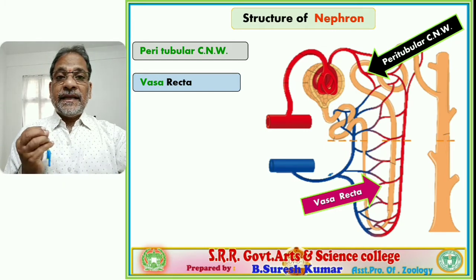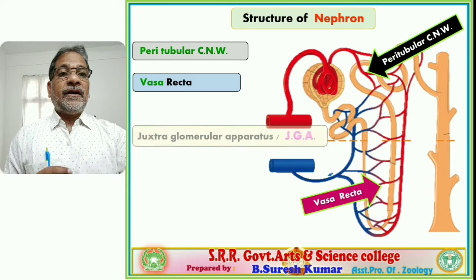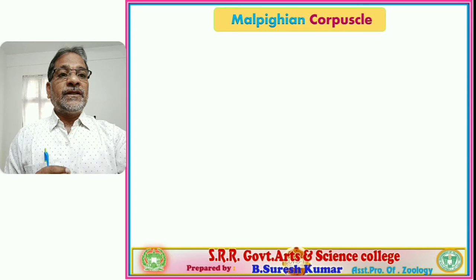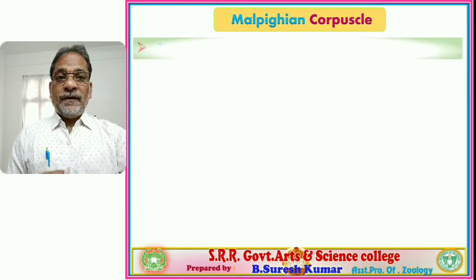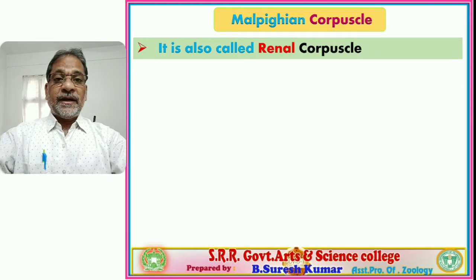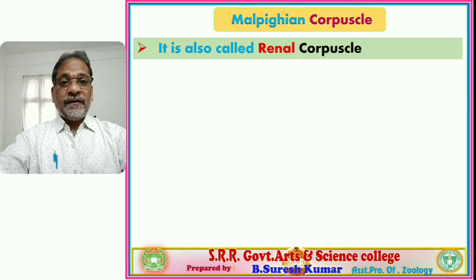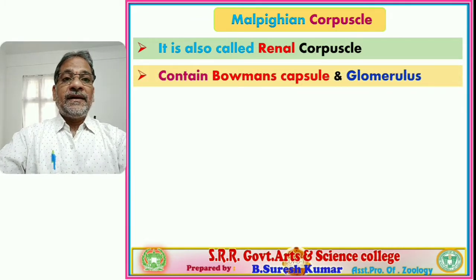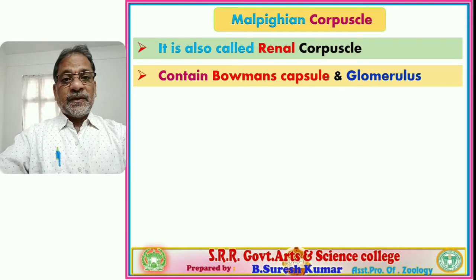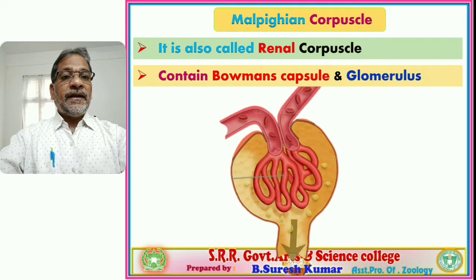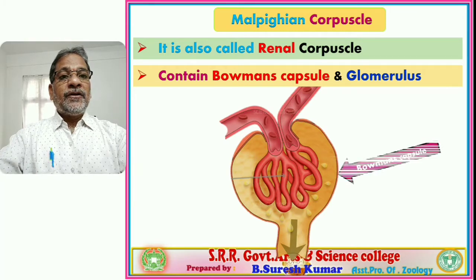Let us discuss in detail each and every component of the nephron. The first component of the nephron is the Malpighian corpuscle, also called the renal corpuscle. Students, remember that these alternate names are very important. The Malpighian corpuscle, also called the renal corpuscle, contains the Bowman's capsule and glomerulus. You verify the diagram. This is the renal corpuscle diagram. It includes two components.